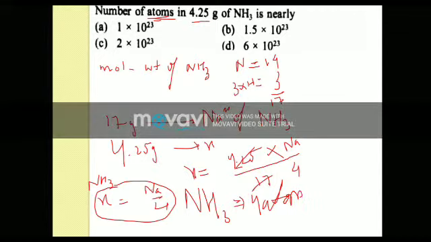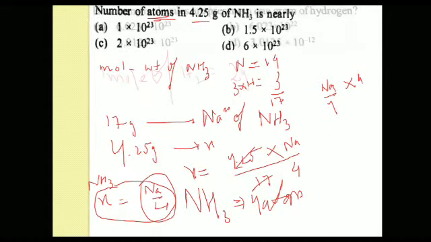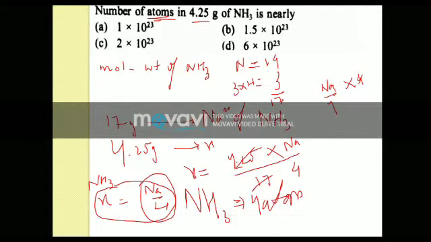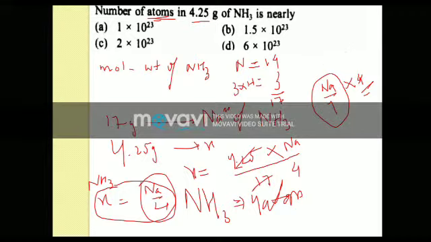So these many molecules of ammonia will have how much? Just Na divided by 4. For Na divided by 4, you have to multiply it by 4. Why do you have to multiply by 4? Because this Na by 4 you have calculated for ammonia molecules, and one ammonia molecule contains 4 atoms.